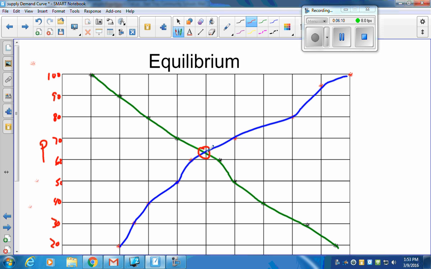That tells me the very best price that I could charge for my good is about $62 or $63. That would be my equilibrium price. At that price, I should sell out of my goods. The number of people buying is equal to the number of products we're willing to sell. Again, the key term here is equilibrium. You'll be working with that a lot in the next couple of days.